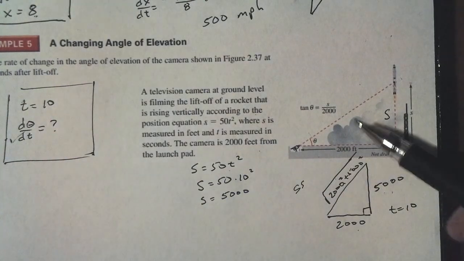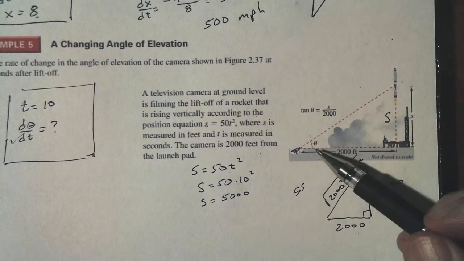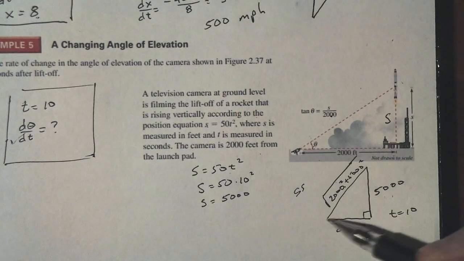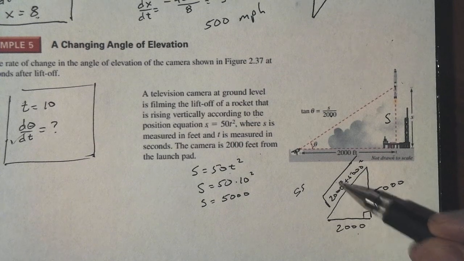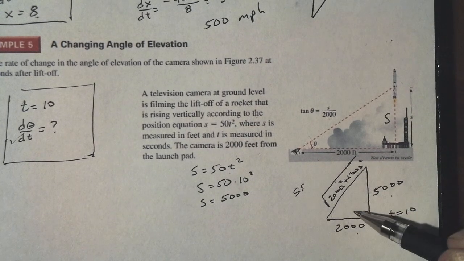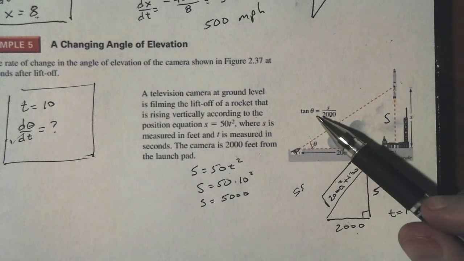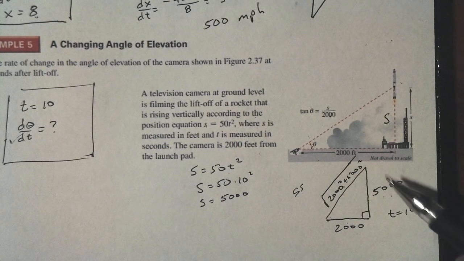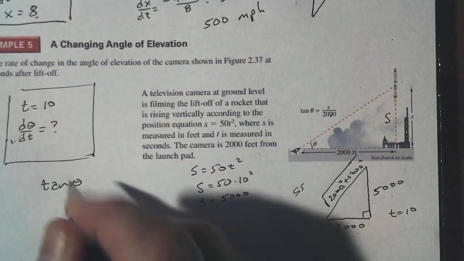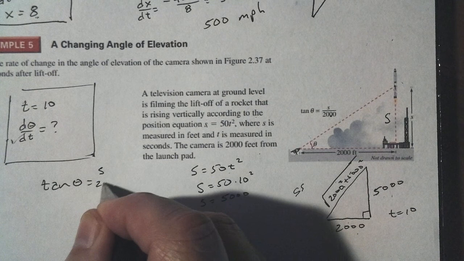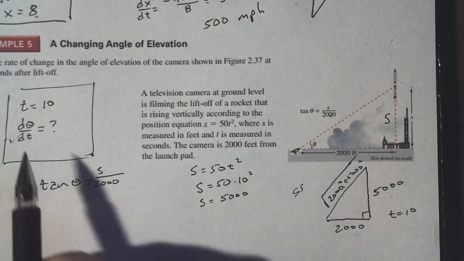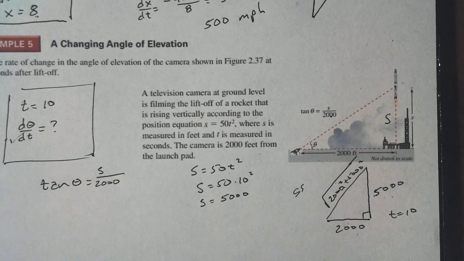Okay, so this is a big hint, but because we want to talk about theta, we can use trigonometry. We've got the opposite, the adjacent, and the hypotenuse, but it makes sense to use opposite and adjacent at this time just because they're cleaner numbers. So they've said, by the way, tangent of theta is S on 2,000. So tangent of theta is S on 2,000, and I want to end up finding d theta dt.